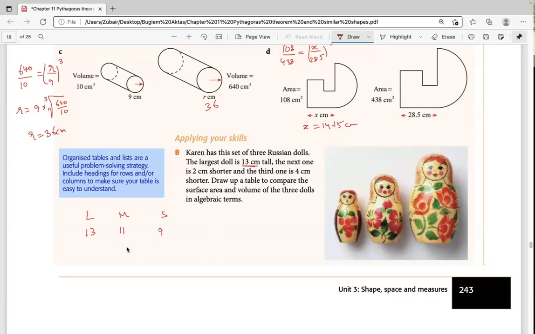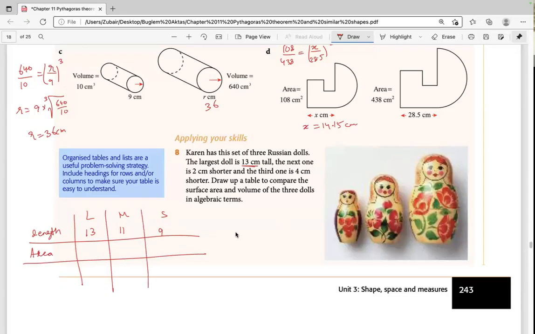Is that from that 13? Oh, yep, because he took the largest one as reference. So draw up a table to compare the surface area and volume of the three dolls. We know these are the lengths. For area, what will we do? Well, because it's going down by 2, so it's supposed to be... No, no, divide. Don't think about two. We actually have those lengths.